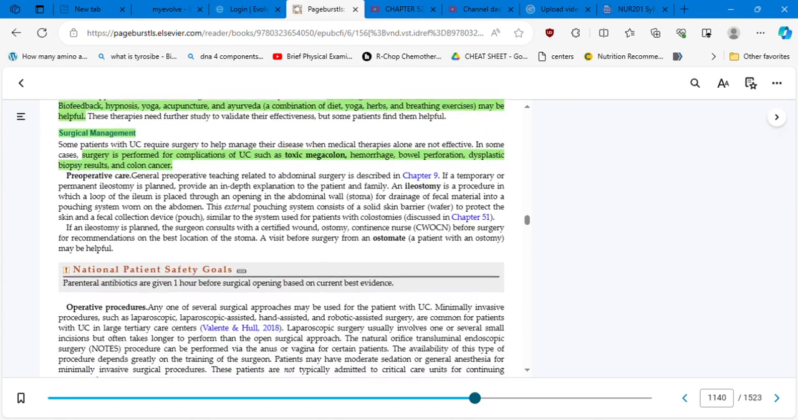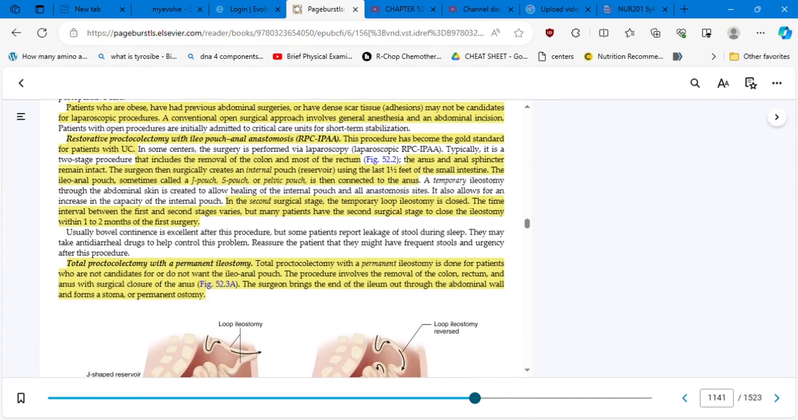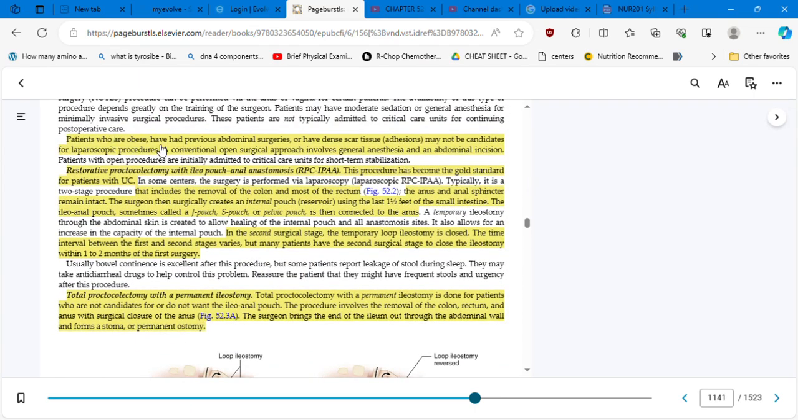Surgical management. Surgeries are performed for complications of UC, such as toxic megacolon, hemorrhage, bowel perforation, dysplastic biopsy results, and colon cancer. Of course, they have to go for surgery. Patients who are obese, have had previous abdominal surgeries, or have dense scar tissue called adhesions may not be candidates for laparoscopic procedures. A conventional open surgical approach involves general anesthesia and an abdominal incision.